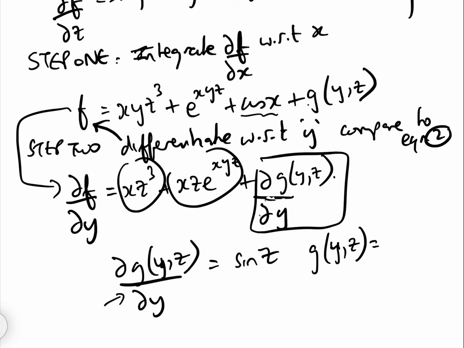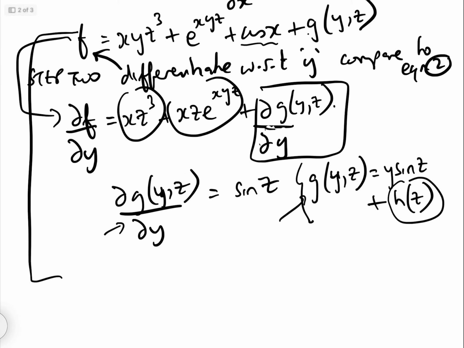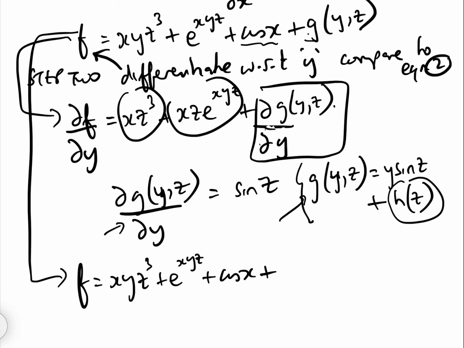with respect to y, integrating it gives us y sine z add what we'd call a constant, which is going to be a function of z alone. Because when we differentiate this partially with respect to y, any function of z alone will disappear. So now we know that our function, moving this function down here, f equals xyz cubed add e to the xyz add cos x add, well, we know now that g of y and z is equal to y sine z add some h of z.